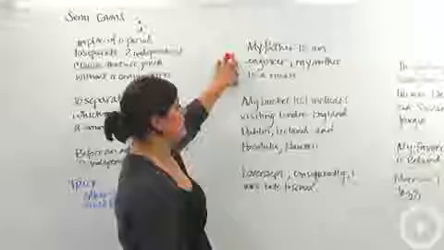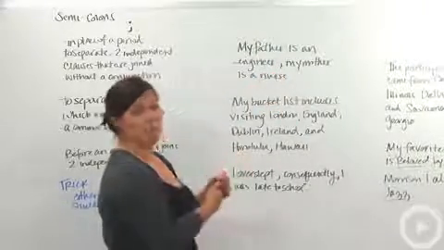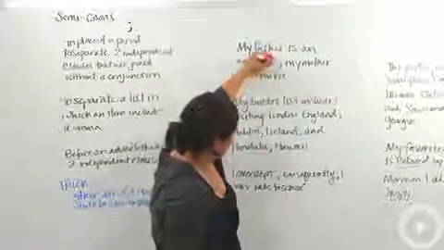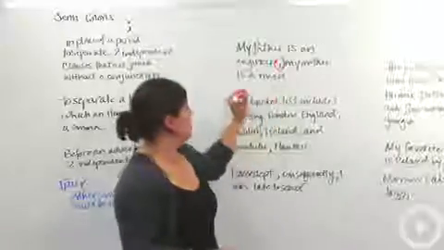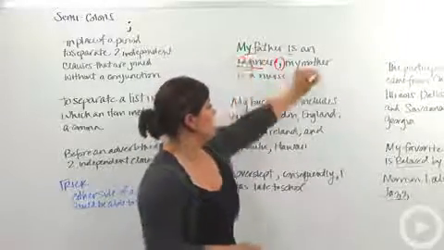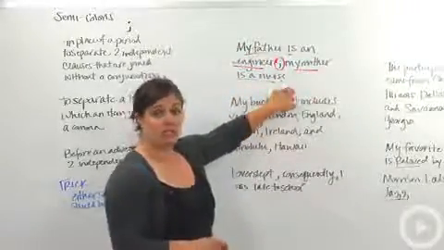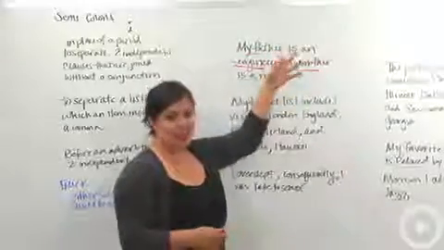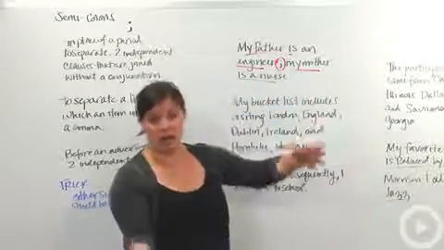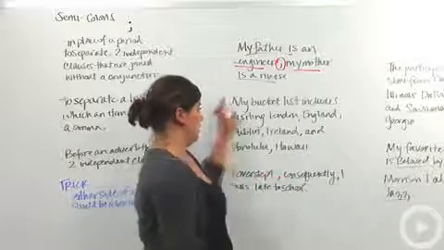I've got: my father is an engineer; my mother is a nurse. So we've got our semicolon here in the middle. This works because we've got two independent clauses. Either one can stand on its own, and the idea here is that these are really closely related. I'm telling you what my mom does, and I'm telling you what my dad does. All right, what about this one?